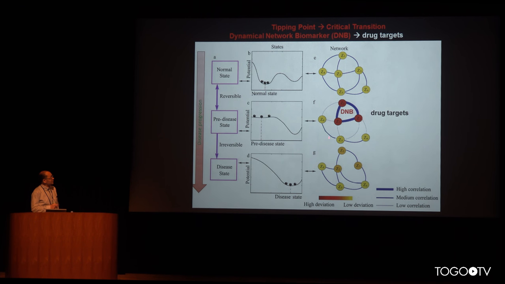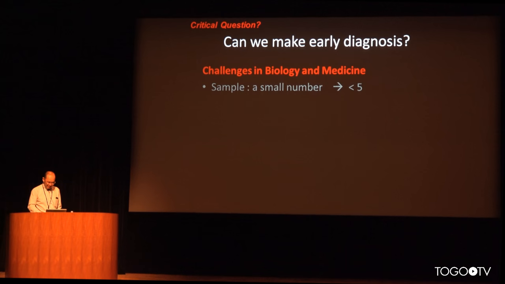This group of genes or proteins we call the dynamic network biomarkers, or DNB. They actually have very significant biomedical implications, which means they first break the limit that holds the system in one normal state to the disease state. So if we can treat this group of genes, theoretically, the system cannot come to the disease state. Okay, I'm not going to talk more about the theoretical stuff.